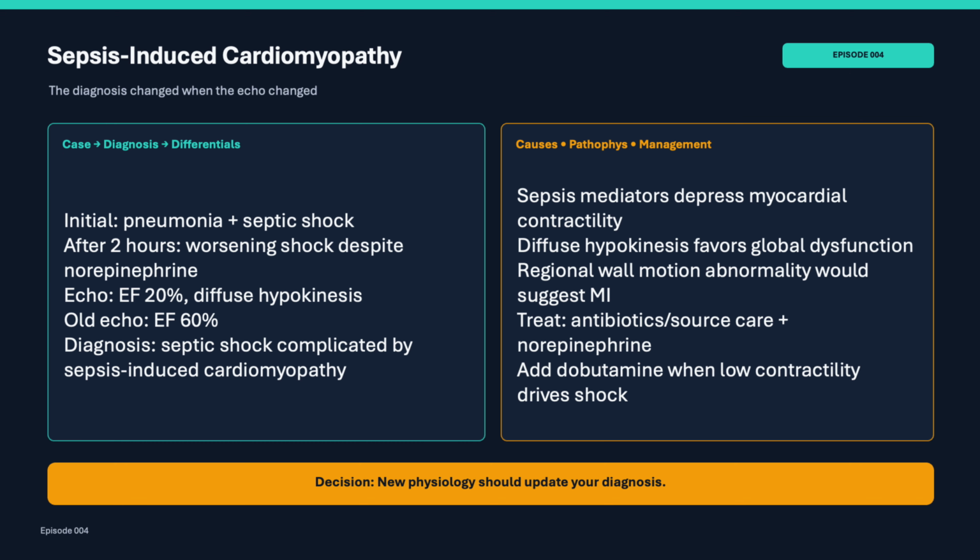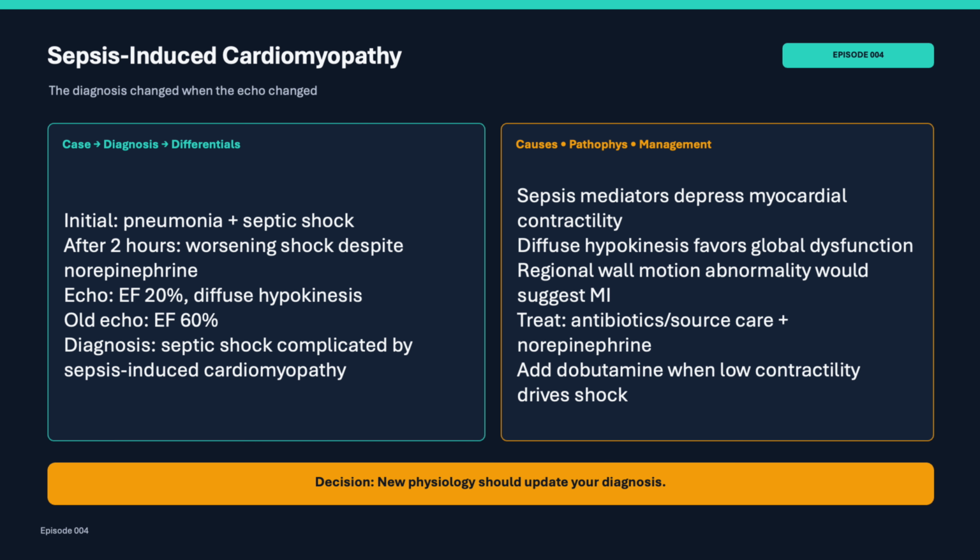But despite treatment, the shock worsened. She remained hypotensive, developed oliguria, and showed evidence of persistent hypoperfusion. A repeat bedside echocardiogram showed an ejection fraction of 20% with diffuse hypokinesis. Her previous ejection fraction had been 60%. This new information changed the clinical picture.